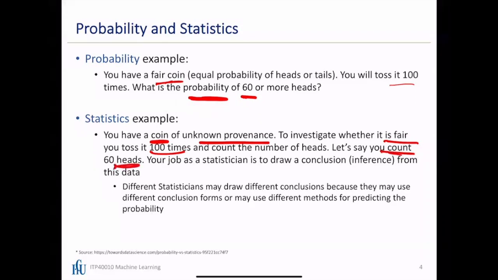You count the number of heads, and based on the observation, you want to use probability to draw a conclusion. This is my experiment: out of 100 tosses, I saw head 60 times. From here, maybe I can come up with some conclusion in terms of probability. So we are basically dealing with the same problem, but the perspectives are slightly different.